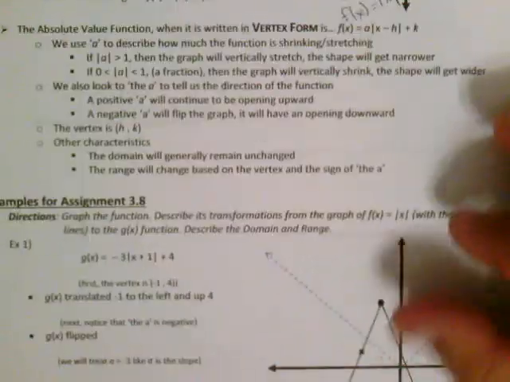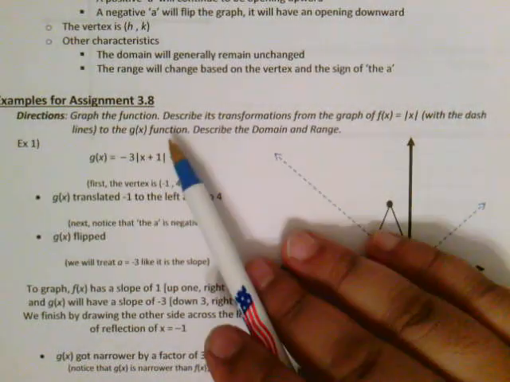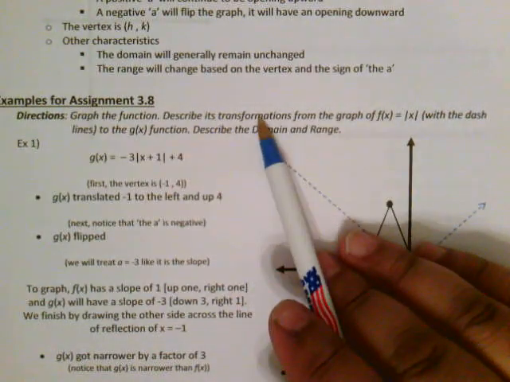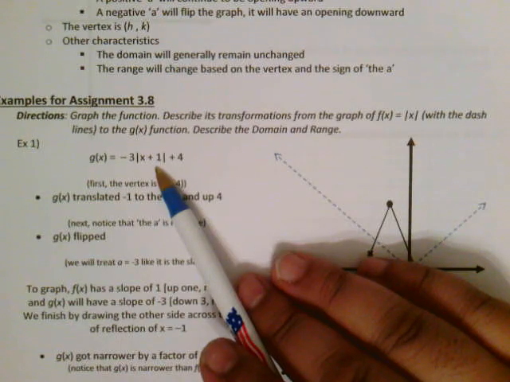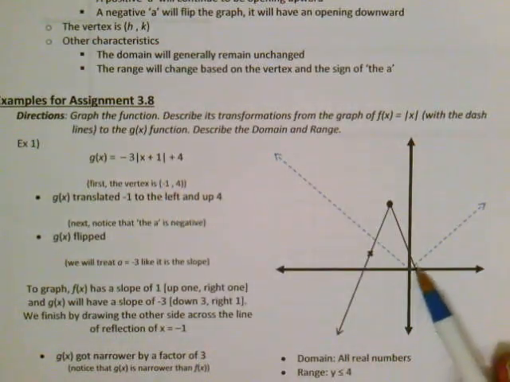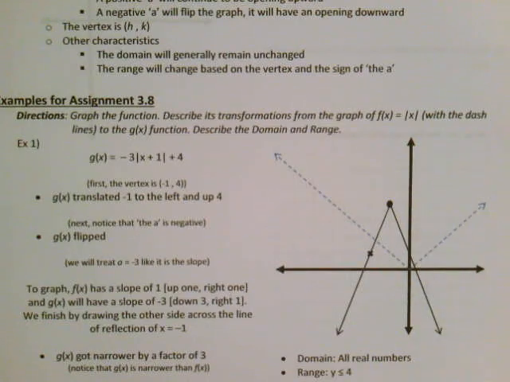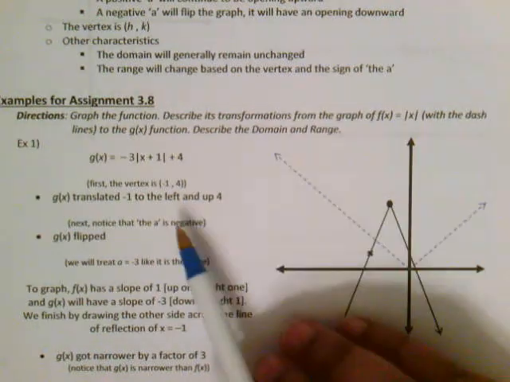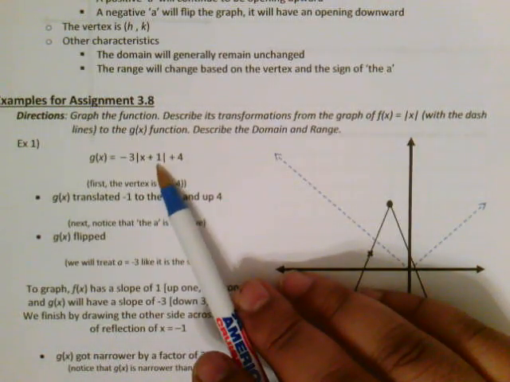All right, now let's go ahead and take a look at one here. All right, this is a pretty long one, but take a look. Graph the function. Describe its transformations. Okay, describe the domain and range. Here's the function. Now, this blue line right here, this dotted line, this represents our regular everyday function. Okay, this one here is our actual function that we need to graph.